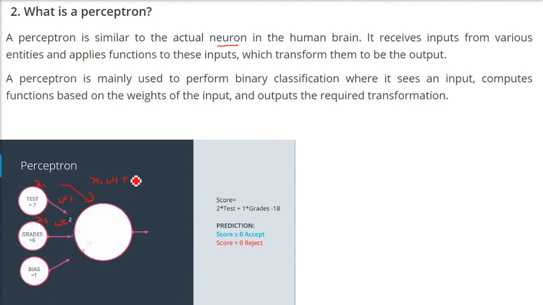We multiply x1 and w1, x2 and w2, till xn wn, and then you send it to the neuron. Then you add a bias. Bias is simply a value, so that we don't want it to go always from the origin. We add them, and then finally we pass it through the activation function. This perceptron is mainly used to perform binary classification, where it sees an input, computes functions based on the weights of the input, and outputs the required transformation. So this is actually a neuron in the human brain.